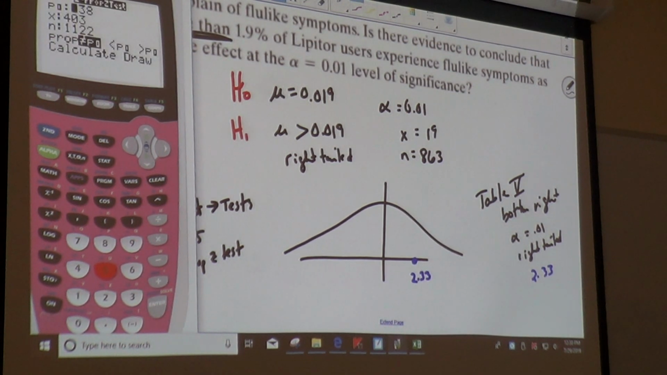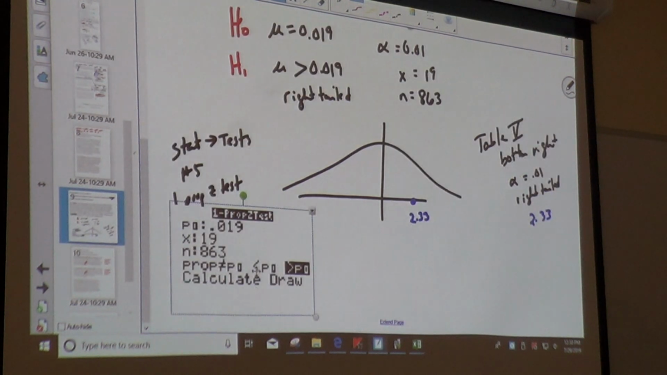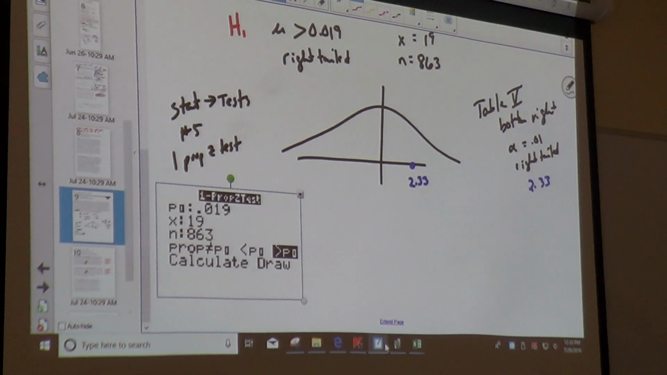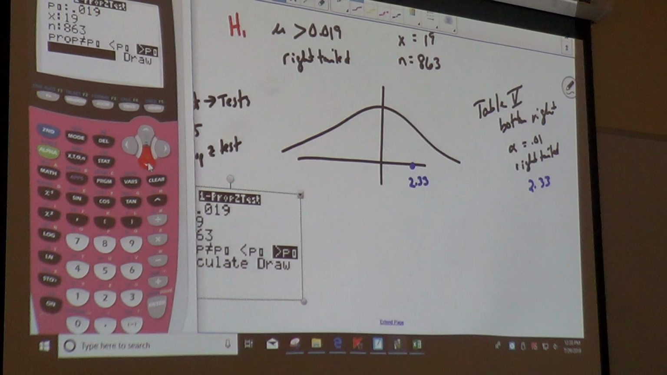It's going to tell me what I need to plug in. So what do you think my p-hat's going to be? 0.019. What is my X? 19. Good. What is my N? 863. Is it going to be not equal to, less than, or greater than? Greater than. And so now we are going to calculate.